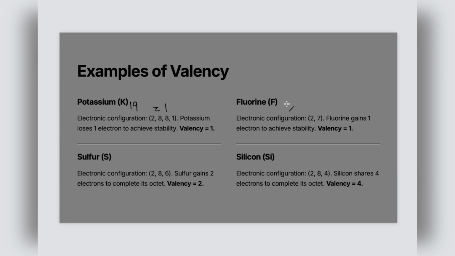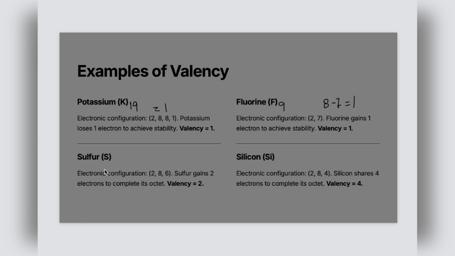In the case of fluorine, the atomic number of fluorine is 9. Its electronic configuration will be 2, 7. So there are 7 electrons in the valence shell. It tries to get 1 electron to achieve stability. Its valency will be 8 minus 7, which is equal to 1.